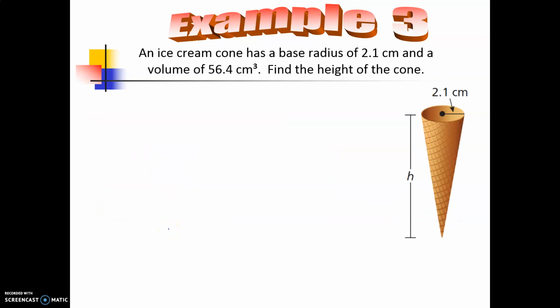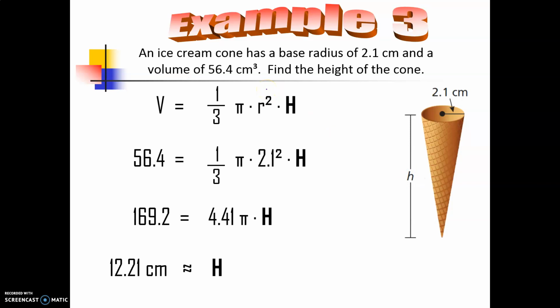All right, one last problem here, a little bit of algebra. An ice cream cone has a base radius of 2.1 centimeters and a volume of 56.4. We're going to find the height. So notice we're going to use our answer here, and we're going to go backwards a little bit. So I was going to go step by step, but I have all the work here, so I'll just walk you through it. You're going to plug in the volume. You're going to plug in your radius.